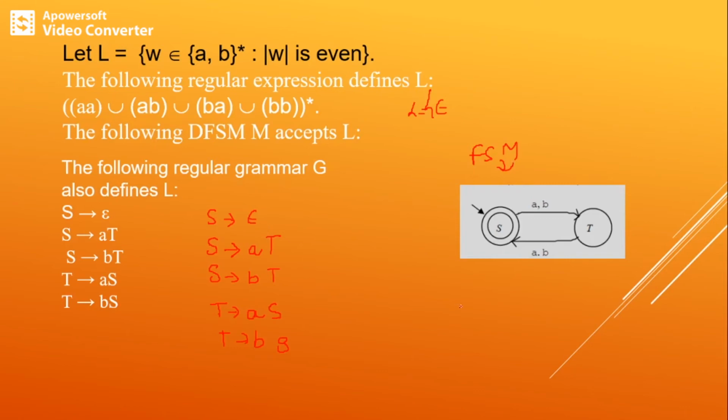First of all, S gives epsilon. That's why S needs to be the start state. There are two states, S and T. S gives AT. How do we write it? S on A. Then S gives BT. Same, comma B. Next T gives AS, A. T gives BS, B. Okay, this is what we are going to do here.